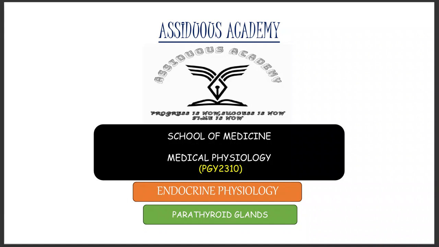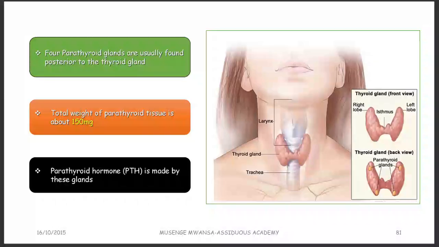Let's continue with the endocrine system. And today we're talking about the parathyroid gland. So we have got four parathyroid glands. As you can see, this is the neck, the front of the neck. We have got the thyroid gland. And just at the back of the thyroid gland.